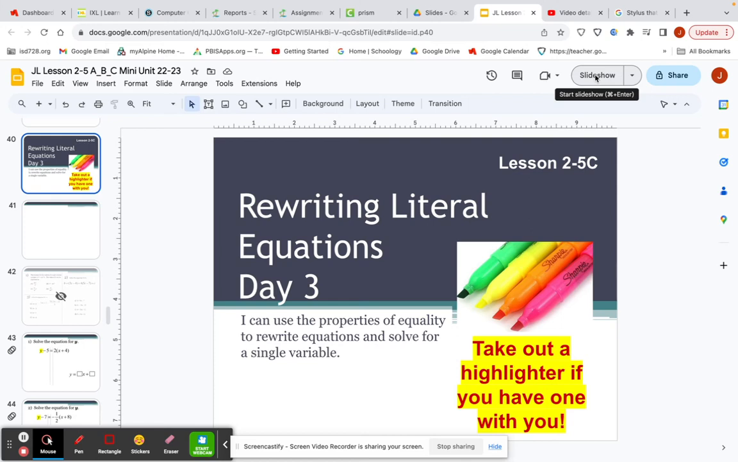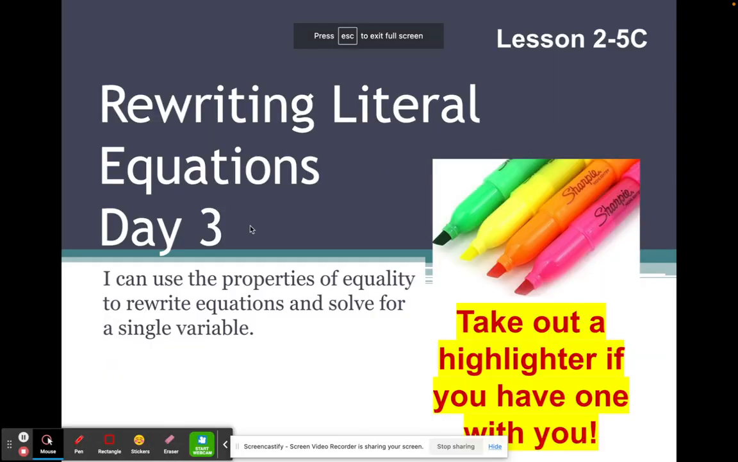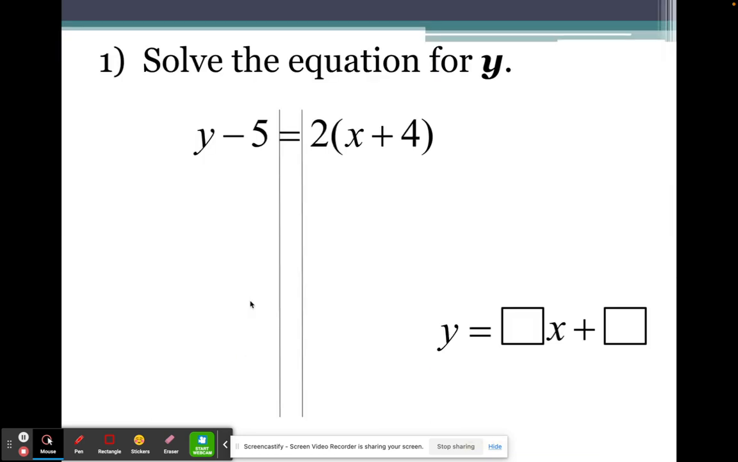Hi everyone, today we are going to continue rewriting literal equations. This is our third day doing this, and we just had some different variations on the type of equations, but our goal is always the same. We're going to use the properties of equality to rewrite equations and solve for a single variable. So let's take a look at an example.